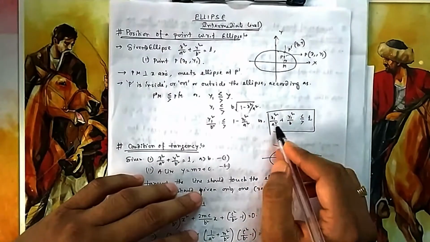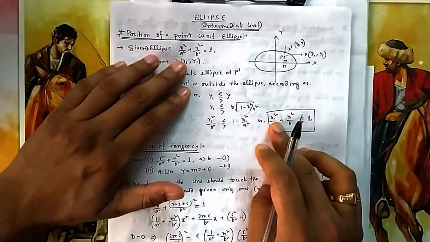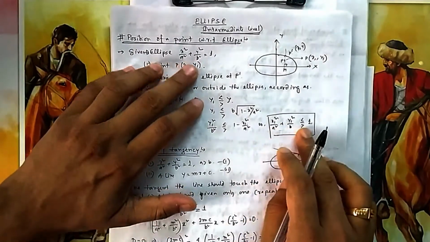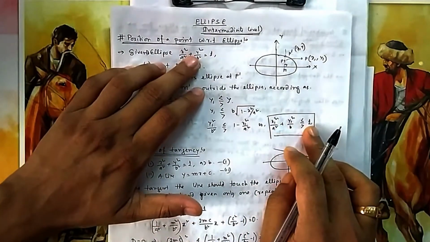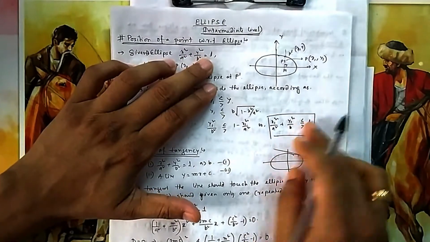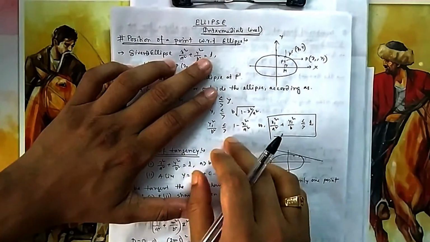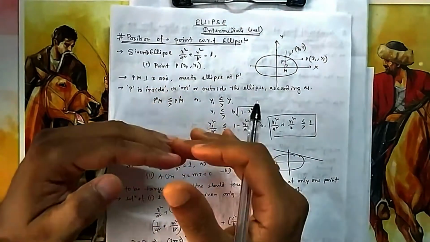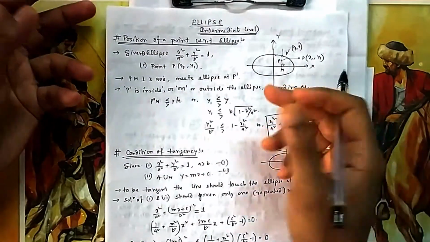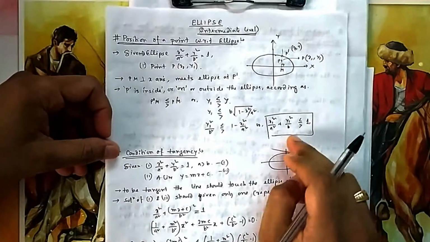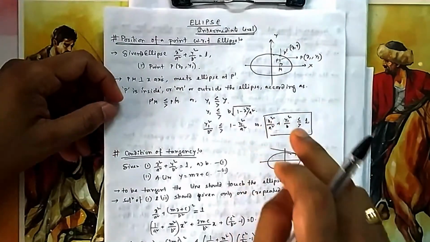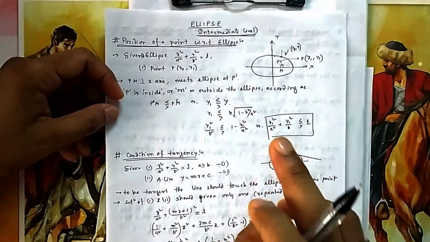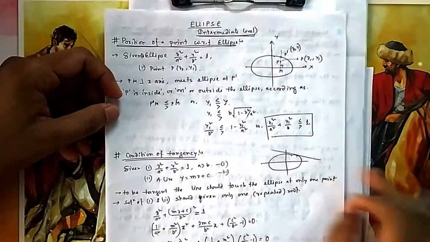So what was the original equation? x square by a square plus y square by b square equal to 1. If you put the point here, and if it is less than 1, then it is inside. Same in the case of circle and parabola also: if it is less than 1, then it is inside. If it is equal to 1, then it is on. If it is greater than 1, it is outside. So in every case it was the same condition for parabola, ellipse, circle, and next you will get it in hyperbola also.